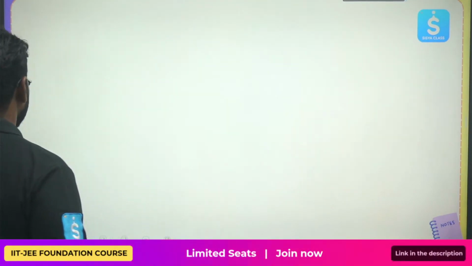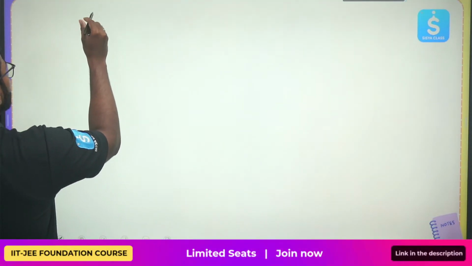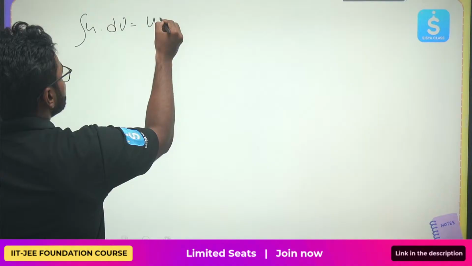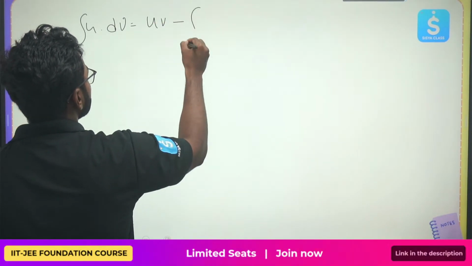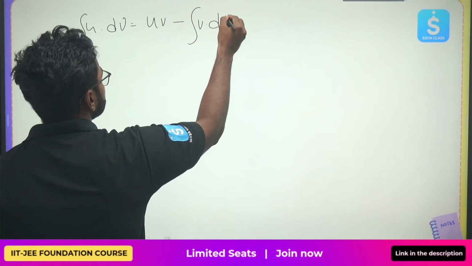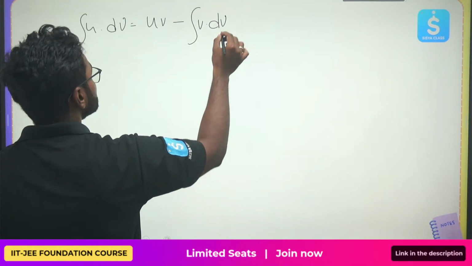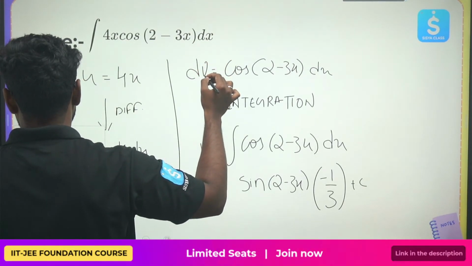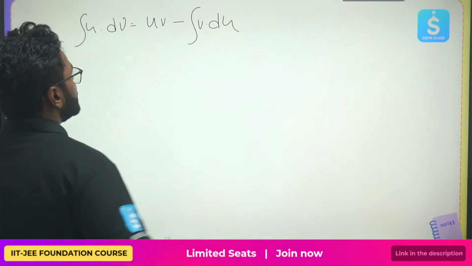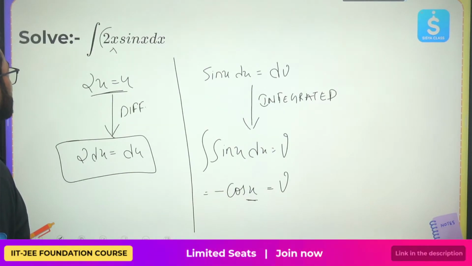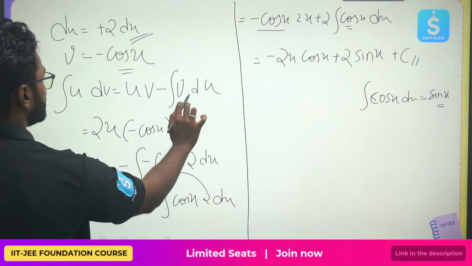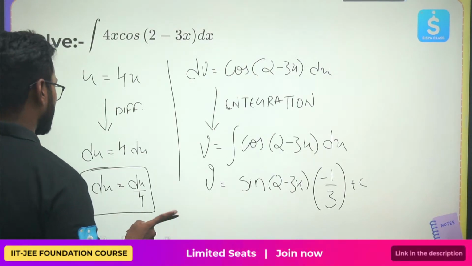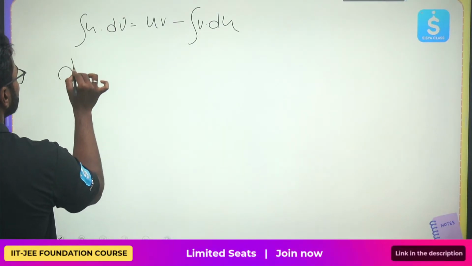Now let us put up the formula, which is integral of u dv equals u into v minus integral of v into du. That's the formula, right? uv minus integral of v du. Great, we understood this. So what did we get? dx is equal to du by 4.